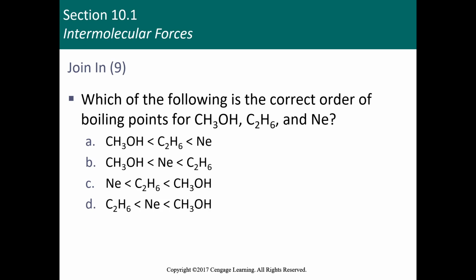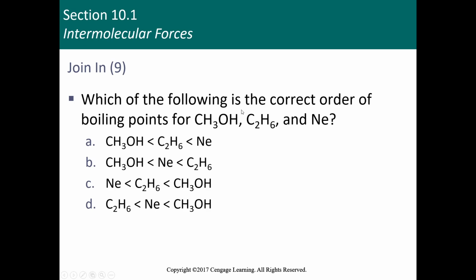Which of the following is the correct order of boiling points for CH3OH? That's methanol, by the way. C2H6, ethane, and neon. We're trying to order these from lowest to highest. That's what that little symbol, the small part, means: lower. The larger part, the mouth, means higher, right?